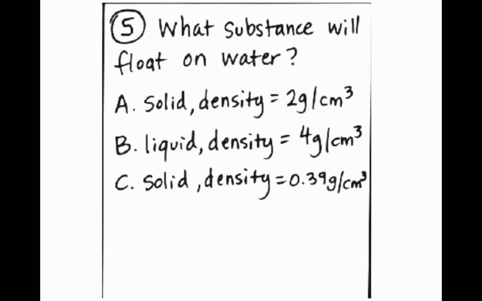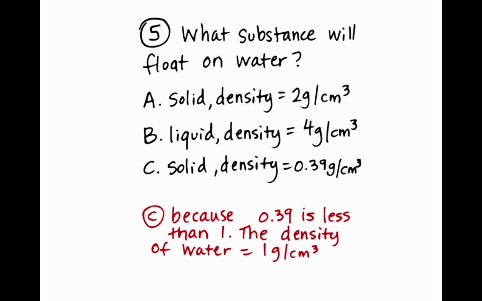Number 5, what substance will float on water? So remember, the substance that's going to float has to have a density of less than 1.0 because water's density is 1.0. And so which one do you think it's going to be? So is it going to be 2, 4, or 0.39? And if you chose 0.39, then you would be correct because 0.39 is less than 1.0 and the density of water is 1. So our option C would be the one that's going to float.